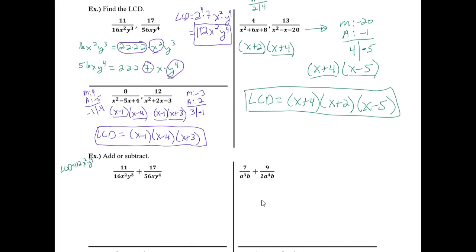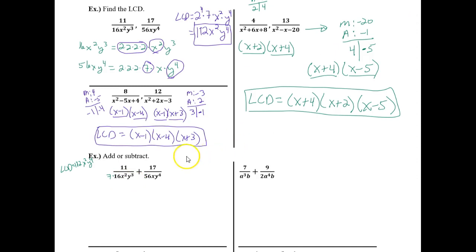Now we have to make both denominators look like that. So first step, find the LCD. Second step, make the denominators look like the least common denominator. So what times 16 would give me 112? Well, if we divided, we'd figure out it was 7. Or we could look up here and see we had the 4 2's, we didn't have the 7. So we're going to have to multiply by 7.